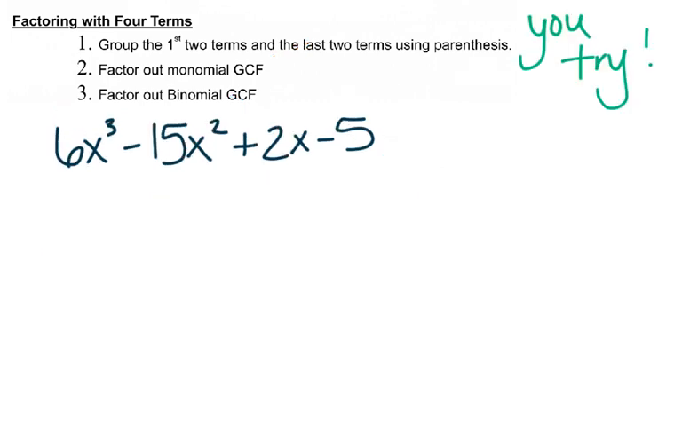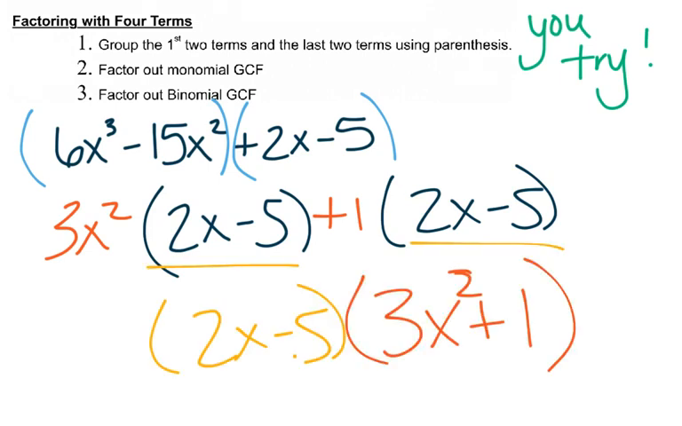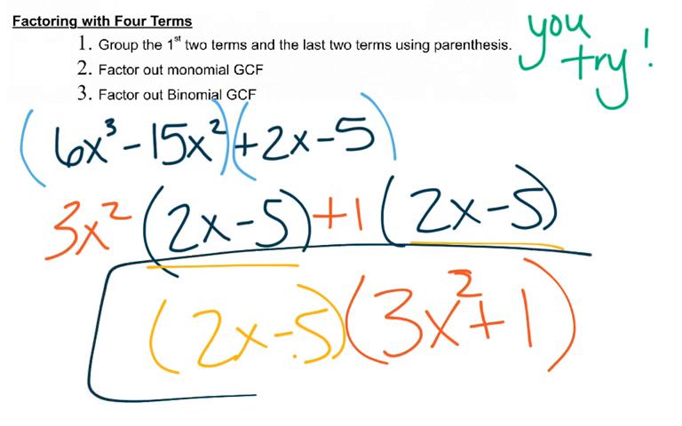Alright, so you try this one, pause the video and actually try it in 1, 2, 3. First thing you do is group them, then you're going to pull out a GCF. Okay, so there's my monomial GCF. Now I'm going to pull out the binomial GCF, and neither one of those can be factored any further, so that is the answer.